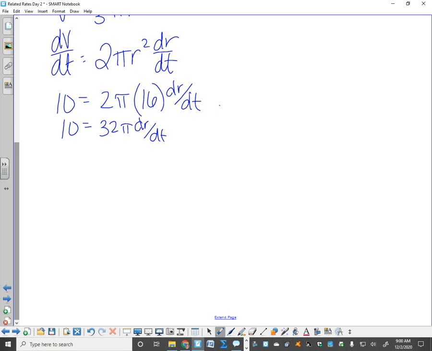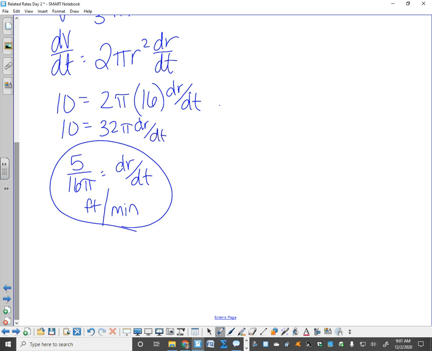Divide by 32, and I can reduce that. 5/16 pi equals dr dt. I need units of measurement. This is radius, that's a linear measurement, so this is feet per minute.